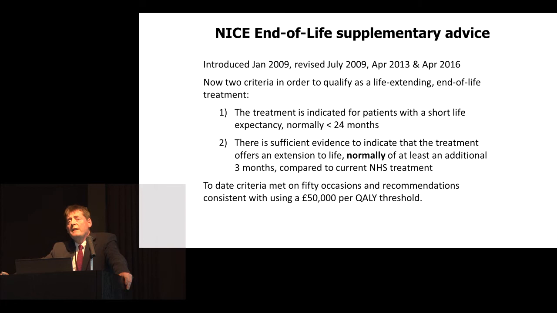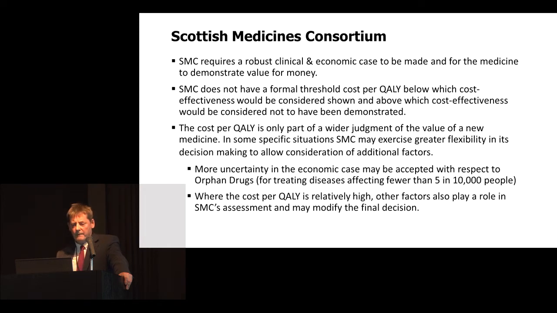Now, if these two criteria are met, appraisal committees are obliged to treat the QALYs gained more favourably. And to date, there have been 50 situations or occasions when the criteria have been met, and the decisions are consistent with the £50,000 threshold. Incidentally, all these treatments that have met the criteria are cancer treatments. And they're not all cancer treatments, they're a subset of cancer treatments. Raises an interesting question, is it appropriate to systematically advantage these patients over all other patients in the NHS?